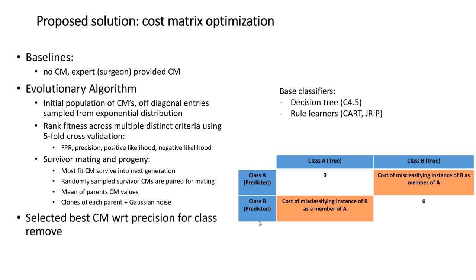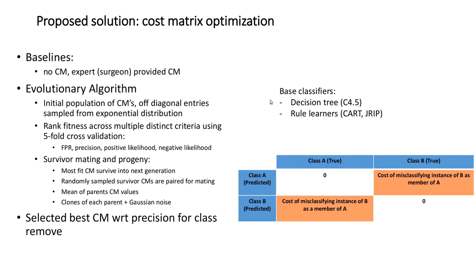A cost matrix looks something like a confusion matrix, where the off-diagonal entries, for example this one, represent the cost of misclassifying, so classifying as class A when the truth is class B. You assign a weight for how bad making that error is. So we want to learn this, so that we can build good classifiers that take into account these costs.